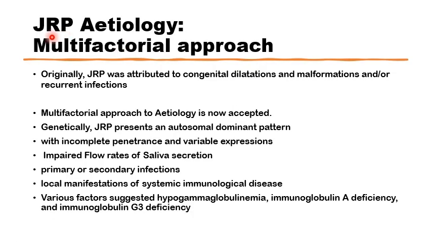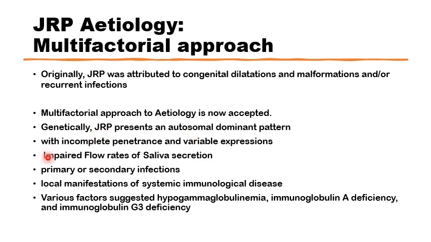What causes the juvenile recurrent parotitis? There are still some unanswered questions. Originally, in the past, it was thought that the JRP is due to congenital malformations causing dilatations in the parotid duct that would make it easier for ascending recurrent infections of the gland. Now, a multiple approach to the etiology is more accepted. There is some genetic base for the etiology. The JRP presents as an autosomal dominant pattern, however, with an incomplete penetration and also a variable expression. That's why it's not very common despite it being an autosomal dominant condition.